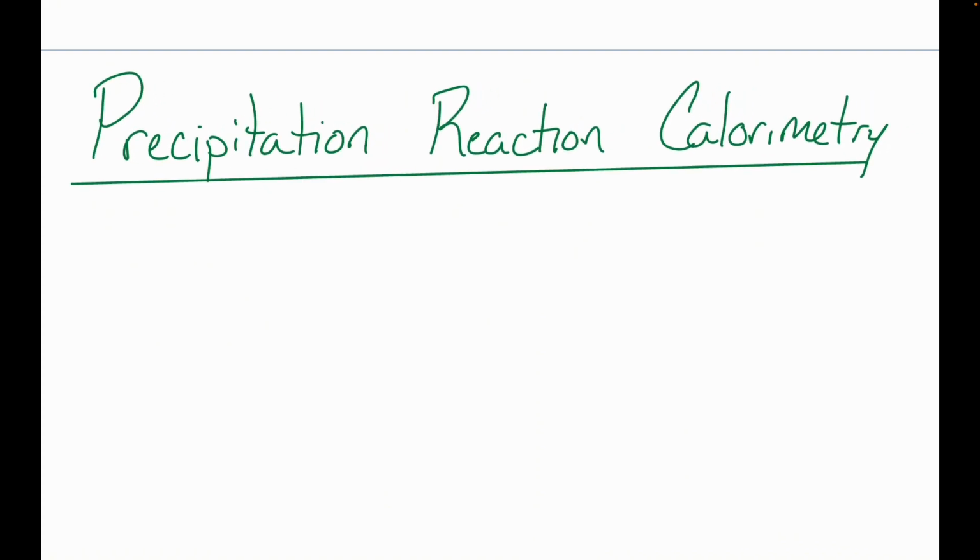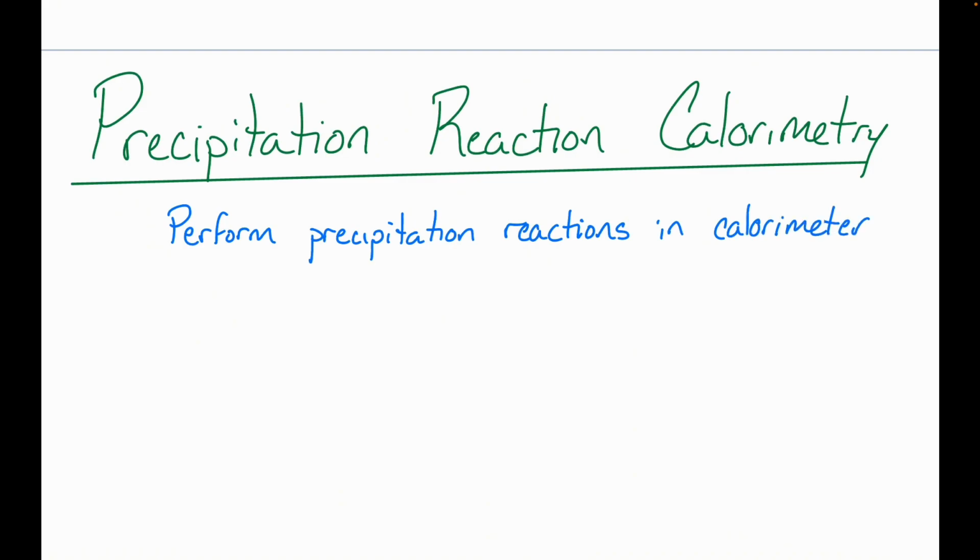Really any solution reaction, but precipitation reactions are a good category for this here. All right, what we're going to do is perform our precipitation reactions in what's called a calorimeter. And this is just a fancy way of saying an insulated vessel. And what it means to be insulated is that no heat is allowed in or out.